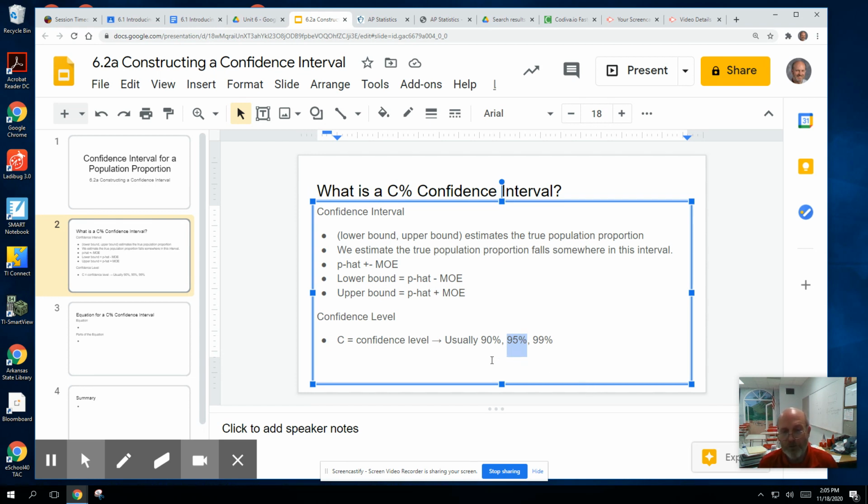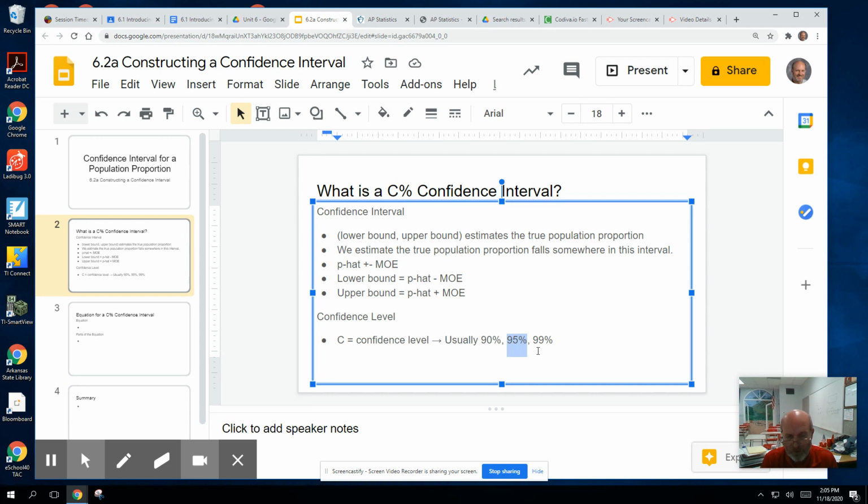But our confidence level is usually going to be 90%, 95%, or 99%. But we could set it at 80%. I don't know why you would want to do that, but you could set it at 85% or 92%. You could set it at any proportion you want between 0 and 100. 100 might be a stretch if we don't know the range. But if you knew the range of your possible, well, it's a proportion, yeah.